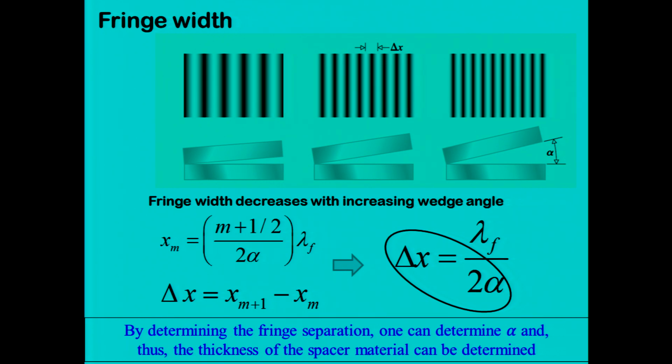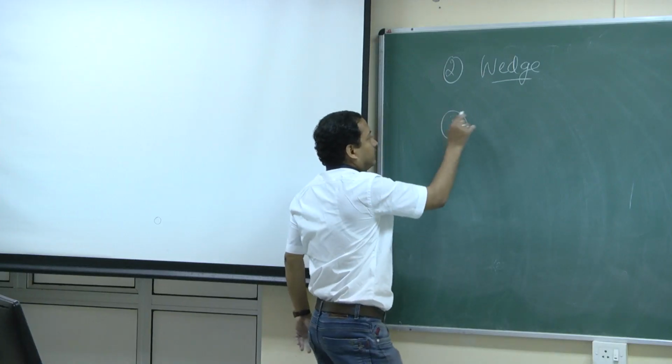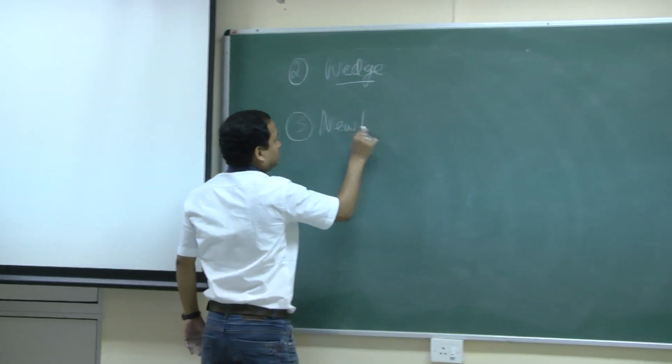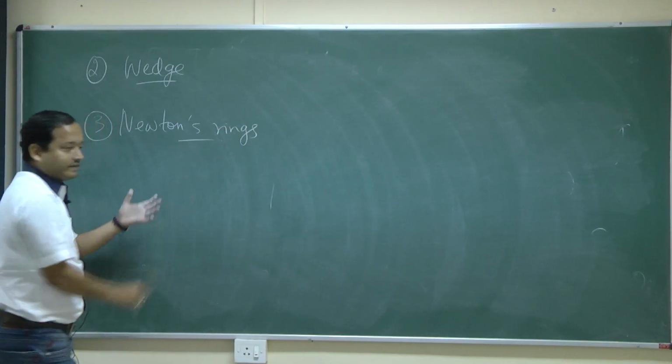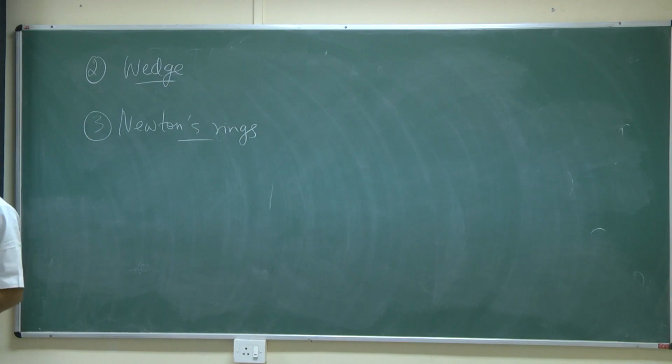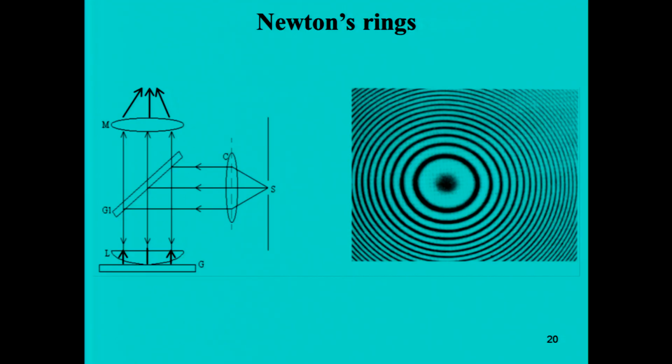But very simple setups can give you very rich physics, which we saw in the case of Michelson's interferometer. So nothing is simple, actually. Newton's rings is the next example which we want to discuss. We have already discussed the wedge, and the third would be Newton's rings. Again, this is an experiment you do in your lab. So let's quickly look into the setup that you have possibly already looked at by now.